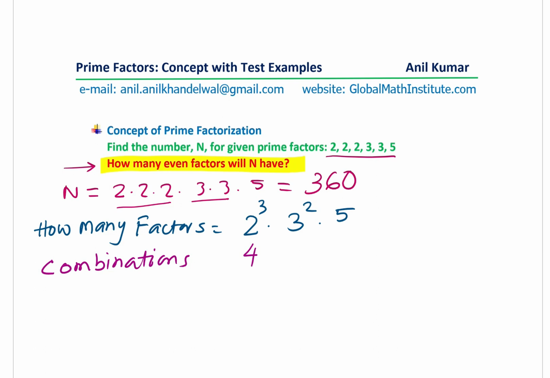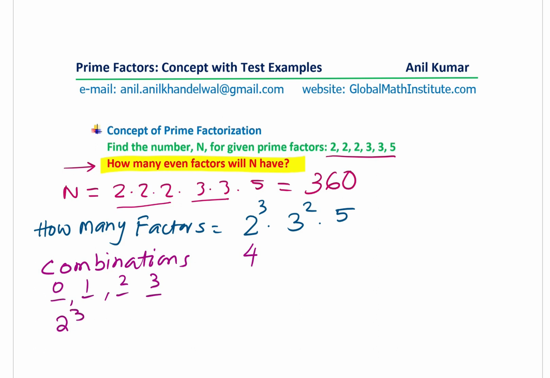So with 2's, we have 0 2, we have 1 2, we have 2 2's, or we have 3 2's. So if I have 2 to the power of 3, these are the 4 combinations. Do you see that part?